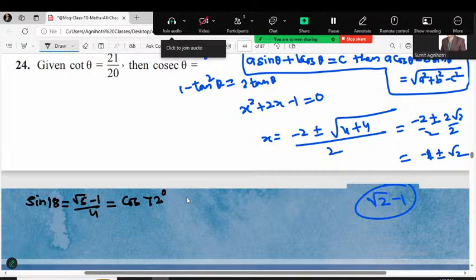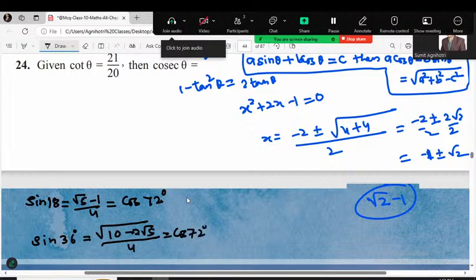And sine 36 degree is equal to root 10 minus 2 root 5 over 4. And that is equivalent to cos 54. And sine 36 is, I have already told, and cos 36 now. Getting it? Saket, are you there? Root 5 plus 1 over 4. And it is equal to sine 72.